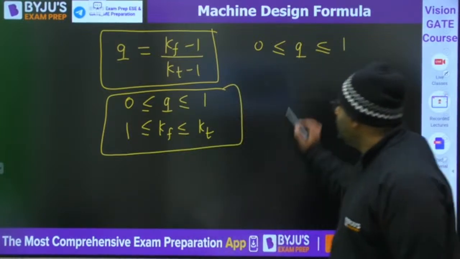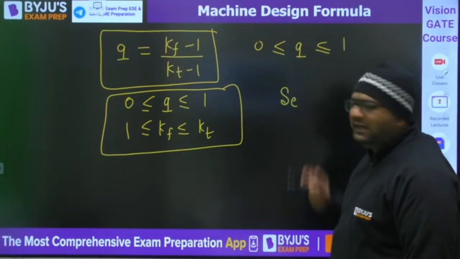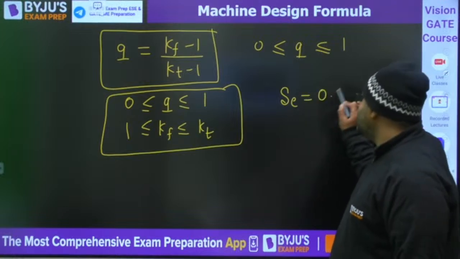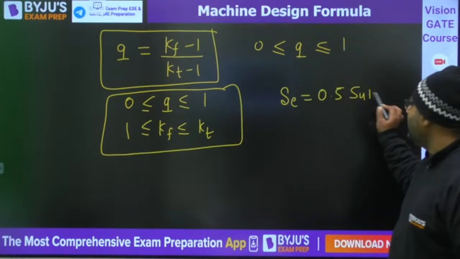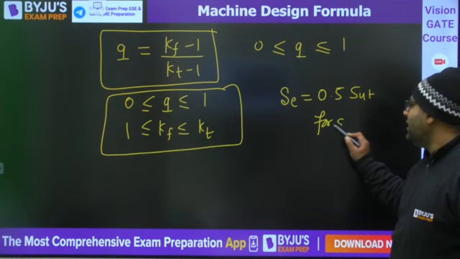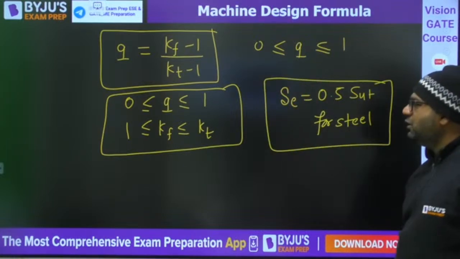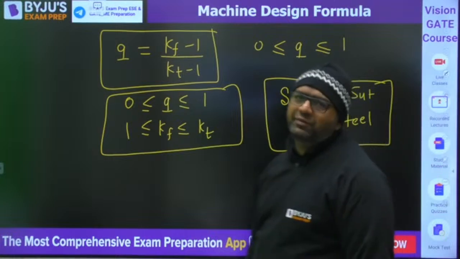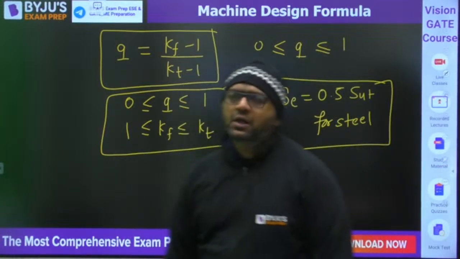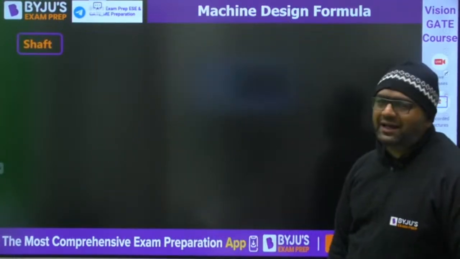And I would also like to tell you, if you are not given SC, then SC can be utilized as 0.5 times SUT for steels. Many times you will find that you have to use this in the questions, specifically not in GATE, but for other exams it has been seen, already asked in the papers. So guys, now we are moving to the next part.